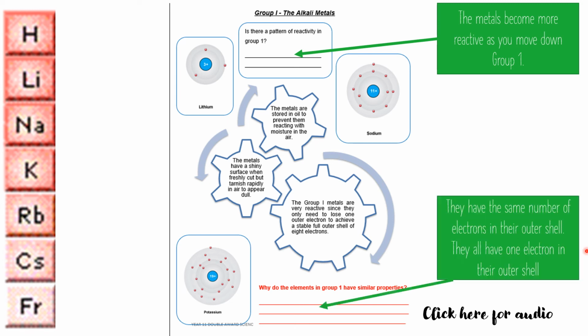Well, the answer is they have the same number of electrons in their outer shell. And if you want to be specific to group 1, you can say they all have one electron in their outer shell. But that's the reason why these groups have similar properties. That's why some people call the groups families. They behave the same. They've got similar traits because they all have the same number of electrons in their outer shell.